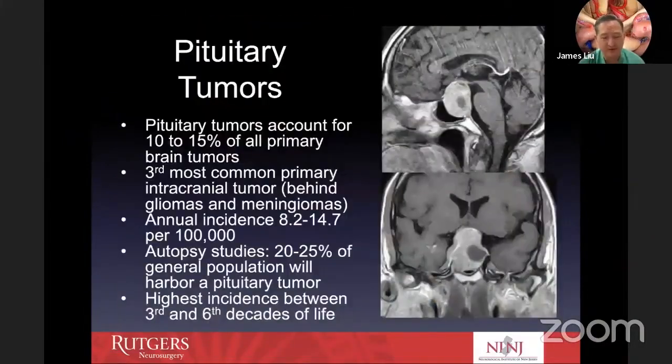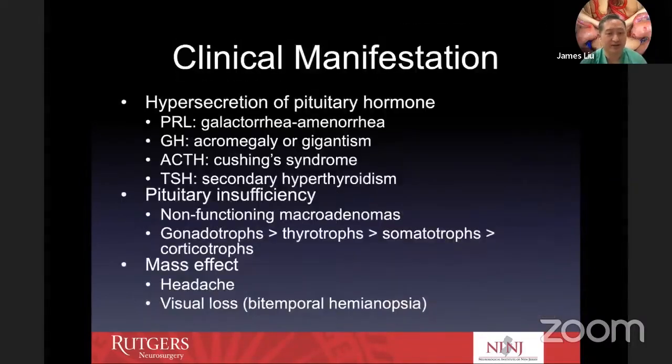And pituitary tumors are really the workhorse in terms of the type of pathology that we treat, vastly through this approach. And they're a common tumor, as common as 1 in 4 or 1 in 5 people in the population based on autopsy and radiological studies. And it's the third most common primary intracranial tumor behind gliomas and meningiomas, with an annual incidence of 8.2 to 14.7 per 100,000 people. And the clinical manifestation can be either hypersecretion of the tumor with various hormones that you see here, or you can get pituitary insufficiency in non-secreting tumors, such as non-functioning macroadenomas.